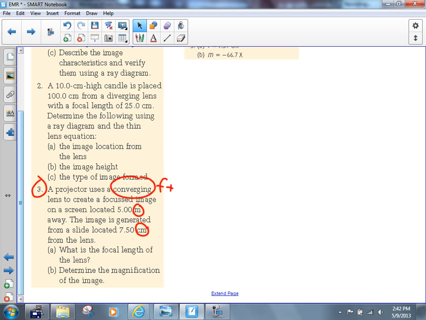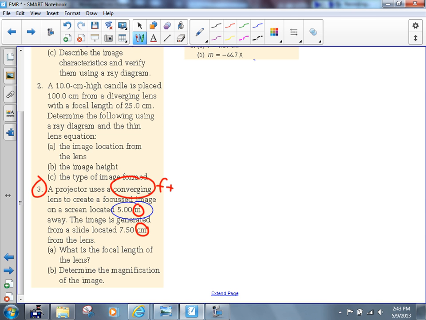We're going to find the focal length of the lens, and we want to find the magnification. Let's circle a couple of our givens here now. This 5 meters, what does that correspond to, please? Is it F? Is it DO? Is it DI? DI, good. The focused image is on that screen.